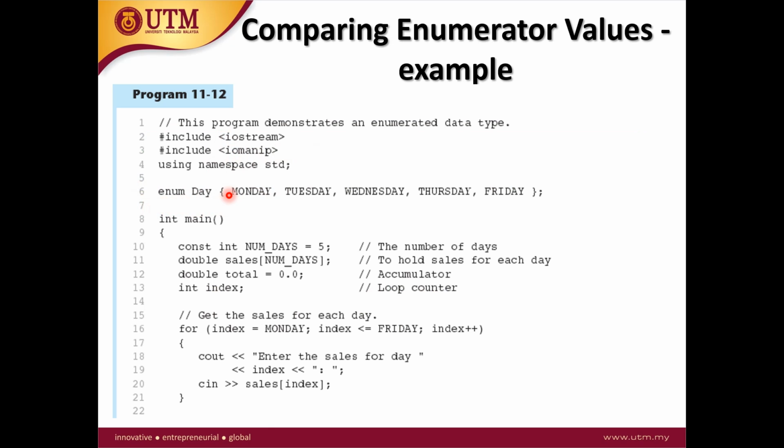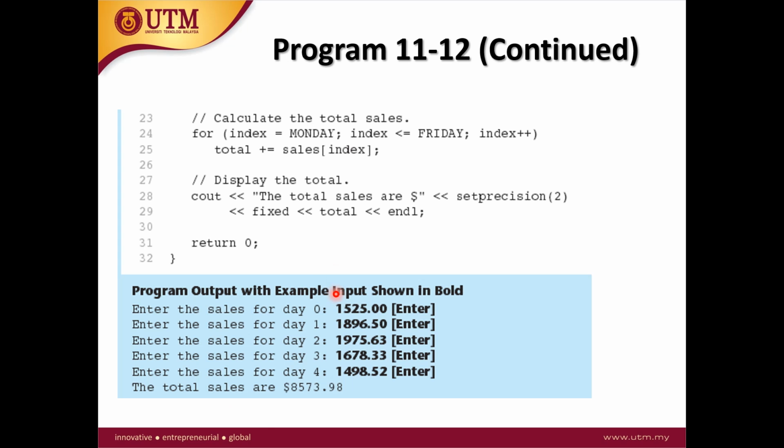And in this example we can use the enumerator data type, so day is going to be a data type holding those values, and they are going to be 0, 1, 2, 3, 4. Here we've got for index equals Monday, or 0. This Monday is going to be translated to 0, because we've said that index is an integer, so you can say Monday instead of 0. Then if index is less than or equal to Friday, then index plus plus, cin sales of index, and then the program is going to be like this.